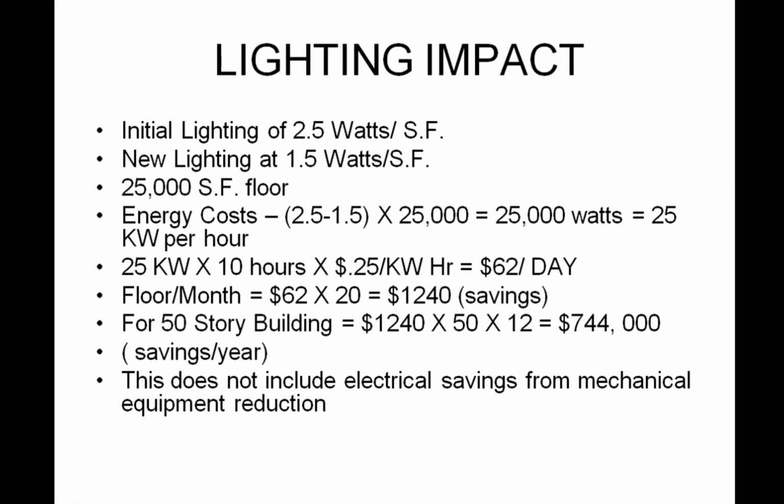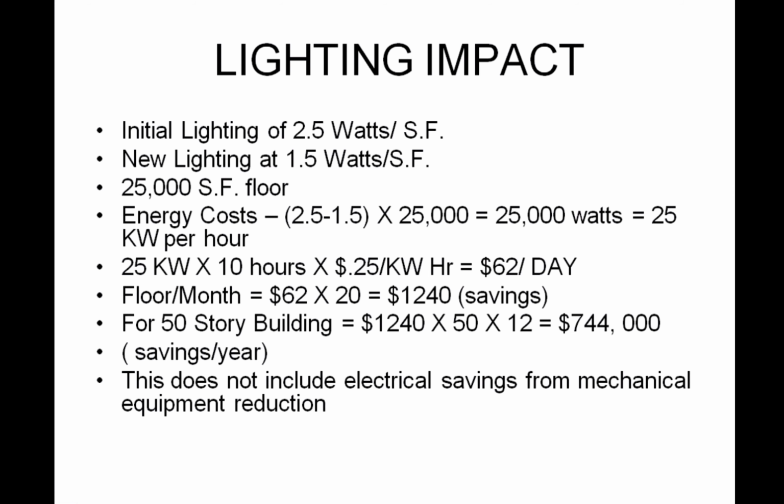Okay, so just a calculation to kind of put that in perspective. If you have old lighting that used to take up 2.5 watts per square foot, and you have new lighting, a change of bulbs, that now only requires 1.5 watts per square foot. If you have a 25,000 square foot floor, okay, you can basically save $62 a day, assuming it's a 10-hour workday where the lights are on.